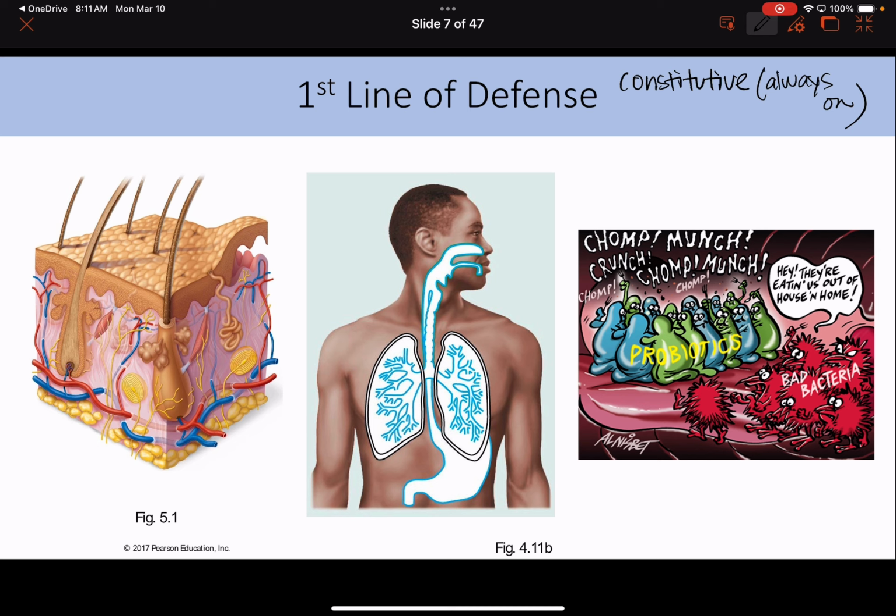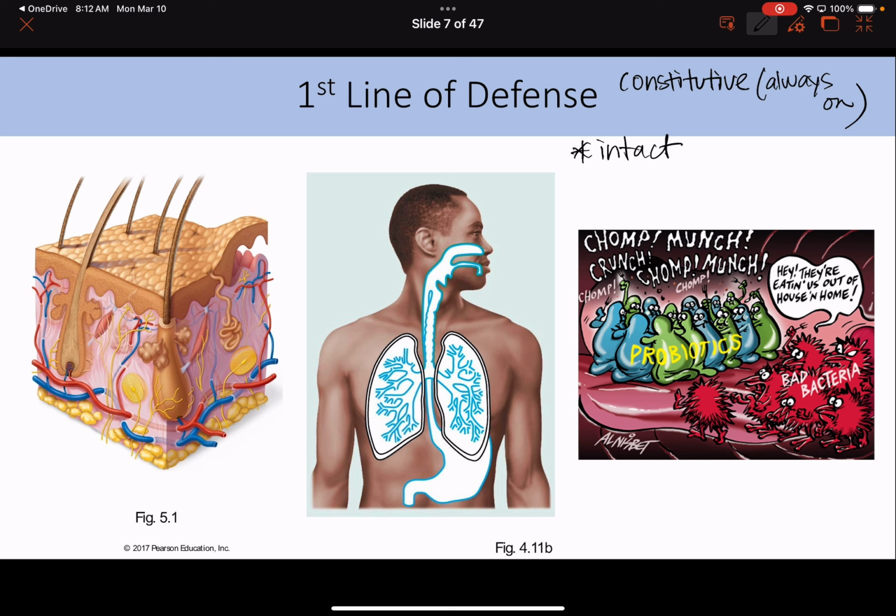Okay, so make sure that when you describe your skin and mucous membranes as a first line of defense, they have to be intact. Okay, because as soon as you have an injury to your skin, now you're vulnerable to something entering the body. And so it's no longer going to be a good defense if there's damage to it. So it has to be intact skin and mucous membranes.